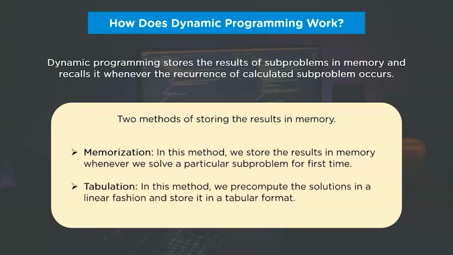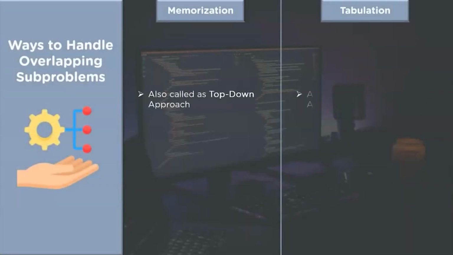In the case of memoization, we store the result in memory whenever we solve a particular subproblem for the first time. Whereas in the case of tabulation, we pre-compute the solution in a linear fashion and store them in a tabular format. Memoization is also known as the top-down approach, whereas tabulation is known as the bottom-up approach. In general, these names are assigned to these methods based on how they approach problem solving. The first one saves results in memory based on call stack occurrences. The second one, on the other hand, solves the subproblems in a sequential manner.